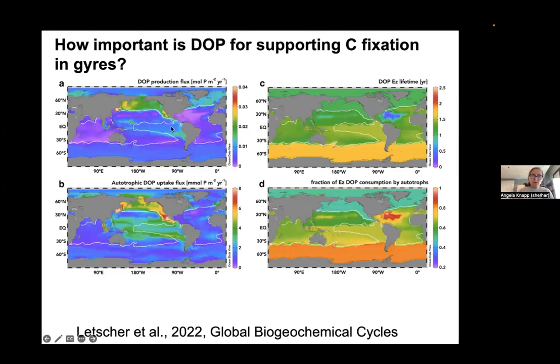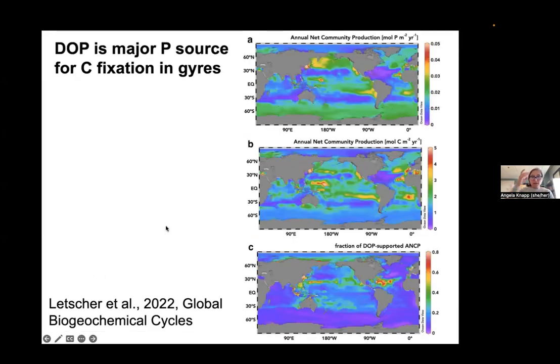And so here, Rob was modeling the DOP production flux. And in this panel, what you see is the autotrophic DOP uptake flux. So the rate of DOP consumption by phytoplankton. And there's other ways to visualize this. So here he's got model-based estimates of annual rates of net community production in phosphorus units, in carbon units. And here is the fraction of DOP-supported annual net community production.